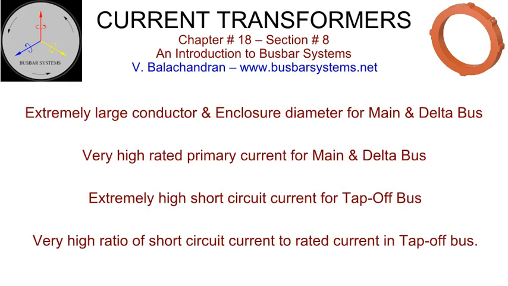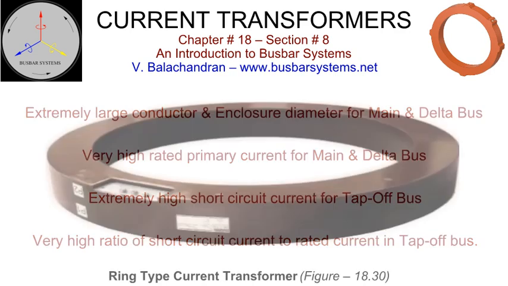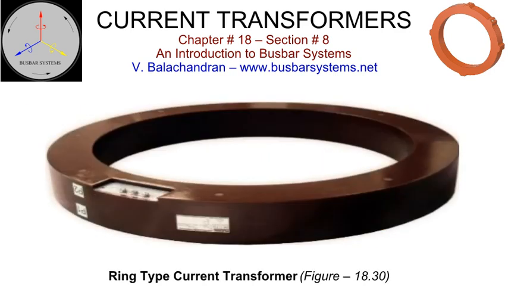The differences in the design parameters of a current transformer for generator connections and other applications in medium voltage distribution are: extremely large conductor and enclosure diameters of the main and delta bus. Very high rated primary current for current transformer installed in main and delta bus. Very high short circuit current, especially for the tap-off bus. Very high ratio of short circuit current to rated current in tap-off bus. The specific requirements of the generator connection, coupled with the physical dimensions of the conductor and enclosure of the connection, make the design of the current transformer unique.